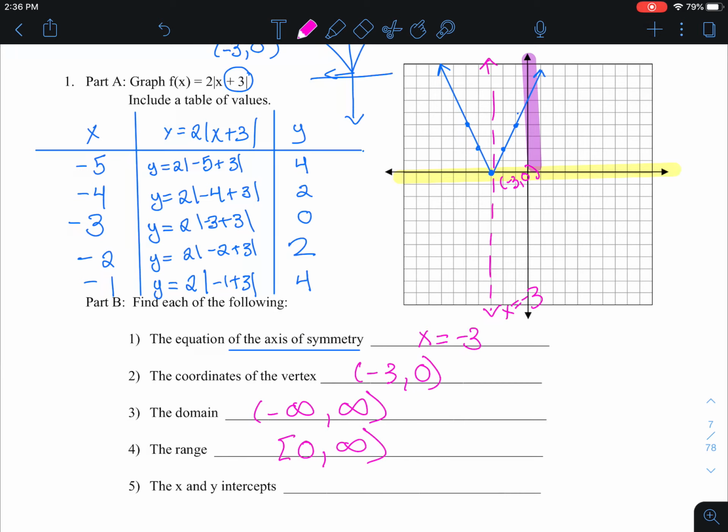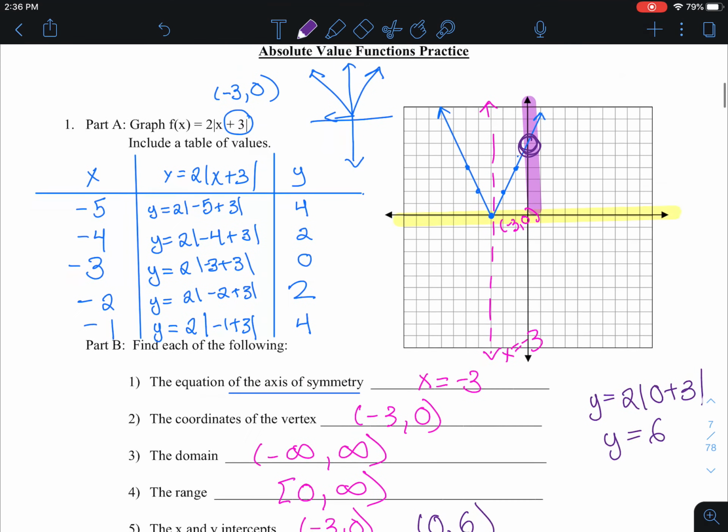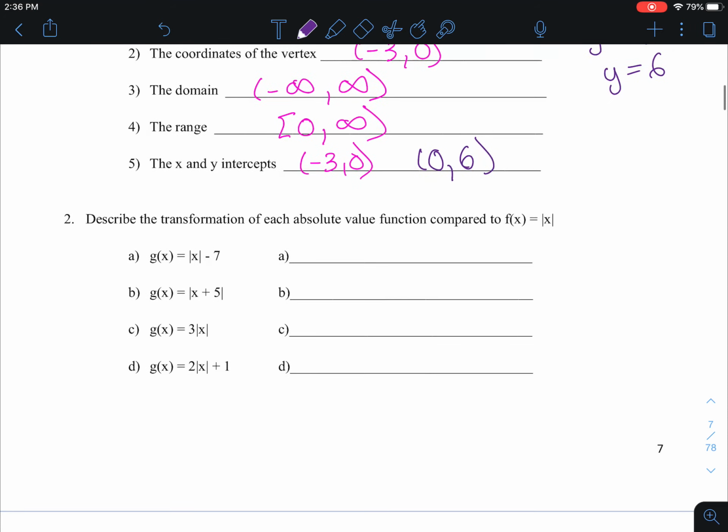And the x and y intercepts. So the x-intercept is negative 3, 0. So where does it cross the y-axis? Well, we could estimate, or we could use our function. When it crosses the y-axis, we know that x is equal to 0. So if I say y equals 2 times the absolute value of 0 plus 3, I get that y is equal to 6. So it's at 0, 6, which looks about right. This looks like it should be 0, 6, but if you wanted to make sure, you could plug it in just to double check. Okay?